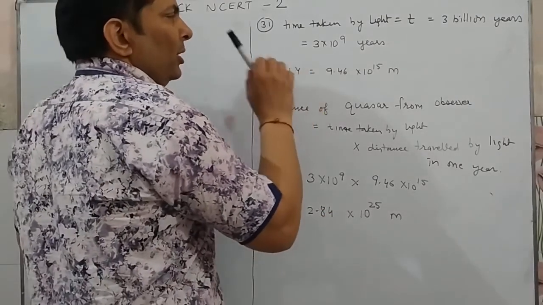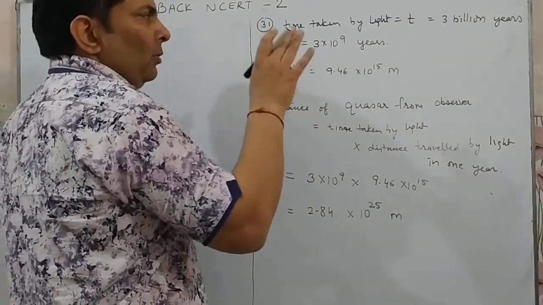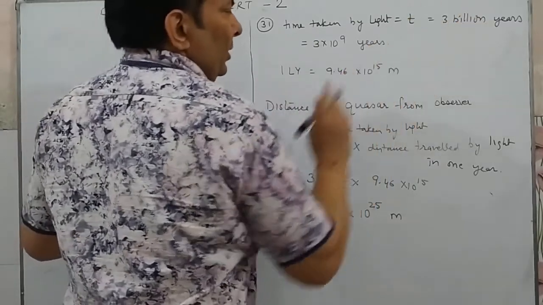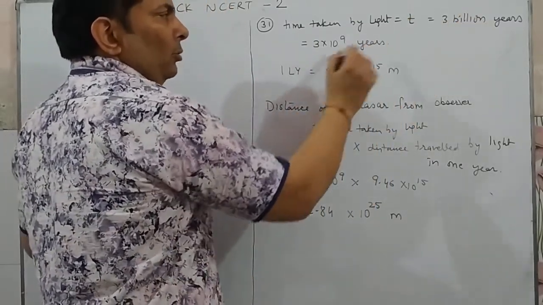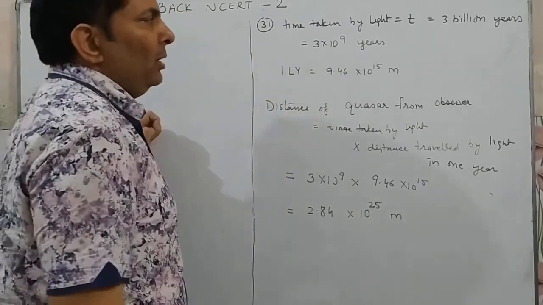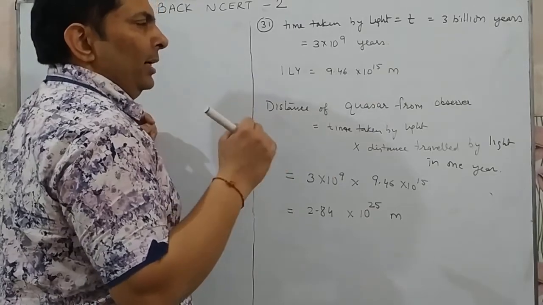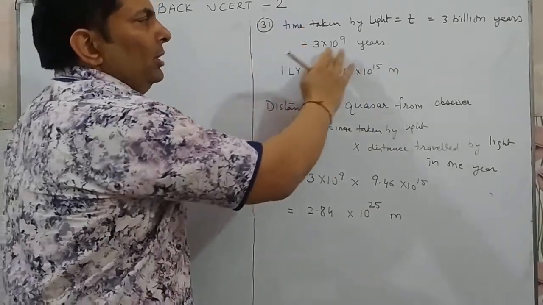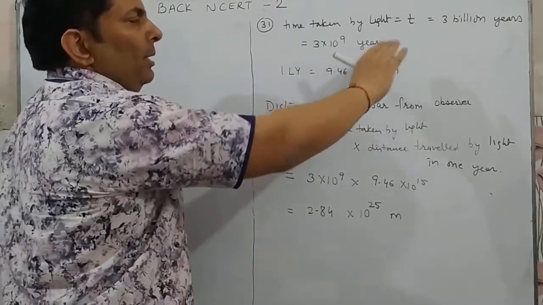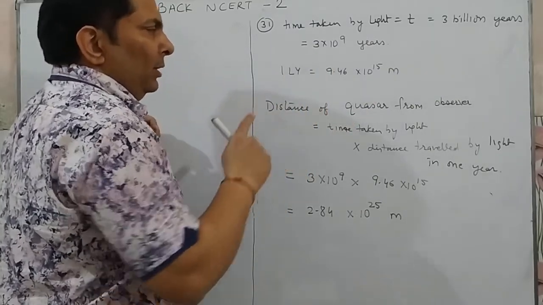In this question, they told us that we have a very far away quasar, and the light from that quasar reaches us in 3 billion years. So we are converting this into normal form: this is 3 × 10^9 years. Then we know that the light has taken this much time to reach us. So what is the distance covered by light in 1 year? That is known as a light year.